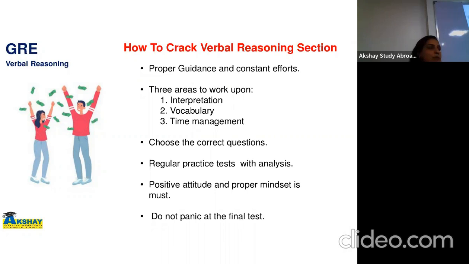Some students don't prepare on vocabulary, so they feel reading comprehension questions are easier, so they attempt RC questions first. It depends. Okay, so choose the right questions. Then regular practice tests with analysis. Yes, analysis is important. So you must be able to analyze your weaker areas.